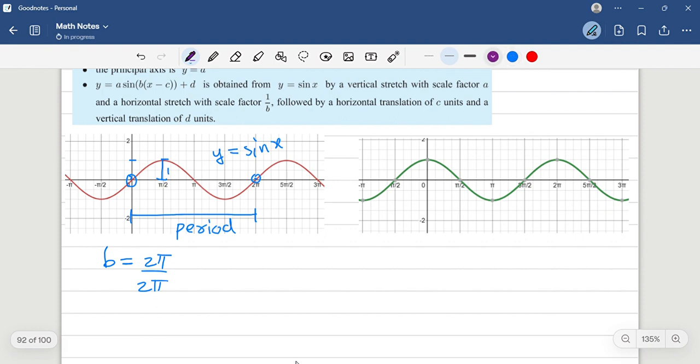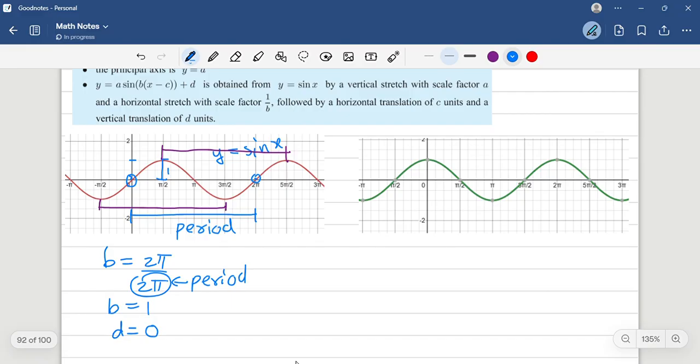An additional thing for the period: it could be calculated from either crest to crest or trough to trough. Like from the highest point to the highest point, or from the lowest point to the lowest point. In all cases, the period will still remain the same, which is 2 pi. Now in this case, b is equal to 2 pi over 2 pi, because this 2 pi is the period. So the b value will come to 1. If the period changes, then the b value will also be different. And in this case the d value is 0. Why? Because there's no vertical shift. The principal axis is at the x-axis itself.